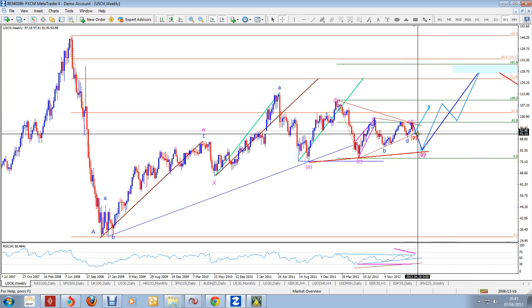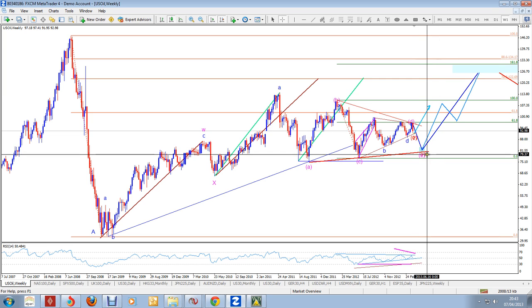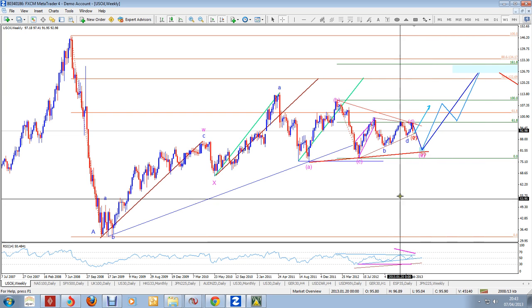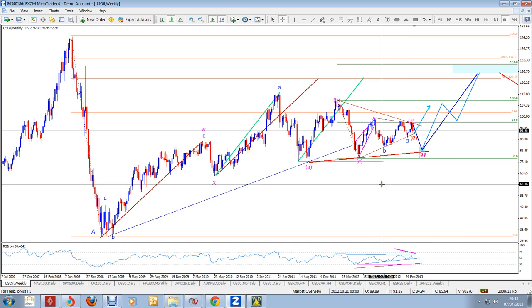So we are expecting oil either to find support around the 91 area and start moving up, or fall down to the 81 area before going up, and we'll know that fairly soon which of the two it is.